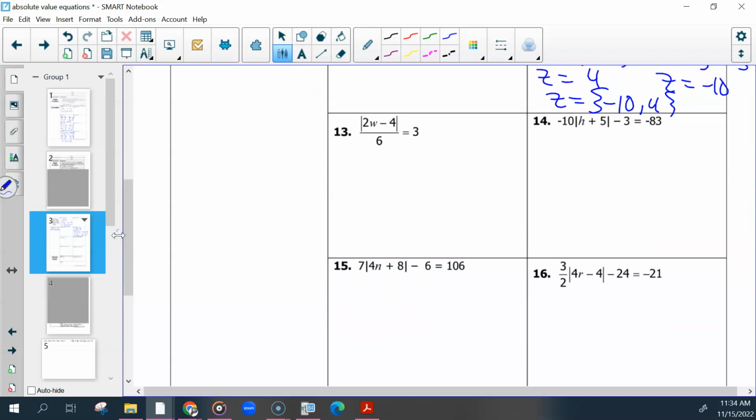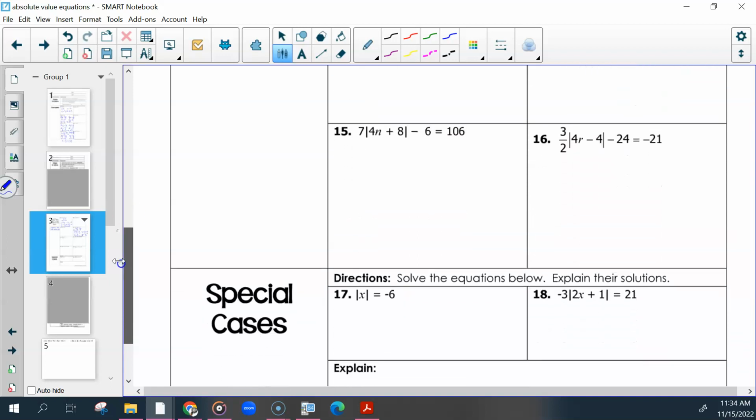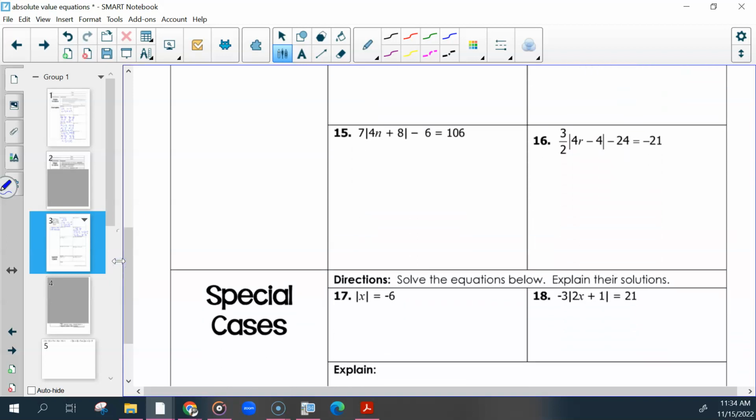We're going to skip down to number 15. There's a lot of things going on there. What do we think we would do first? Colleen? We are going to divide by 7, but we're not going to do that first. Only because if I did that, I'd have to divide this and this and this by 7, and we might end up with fractions which we don't want. Cameron? Add 6.